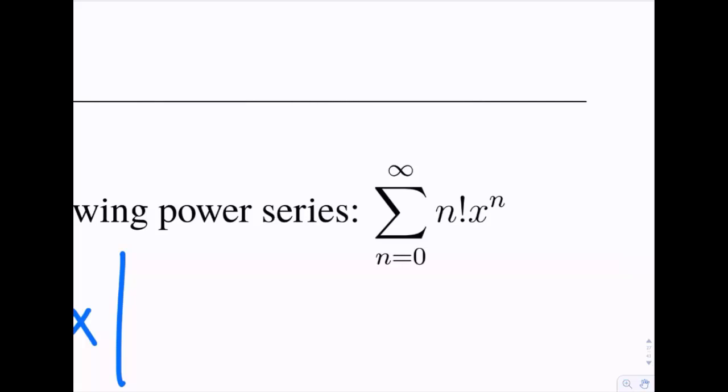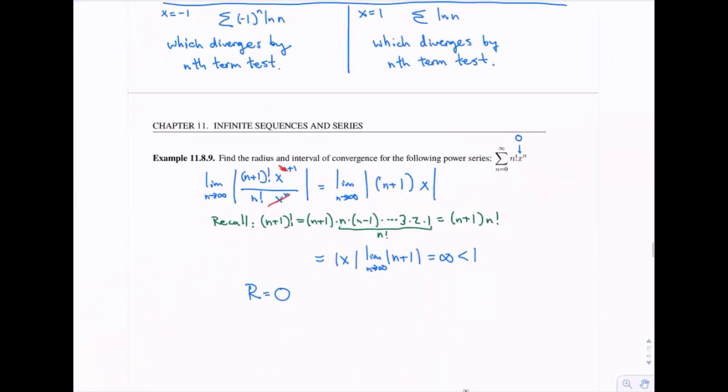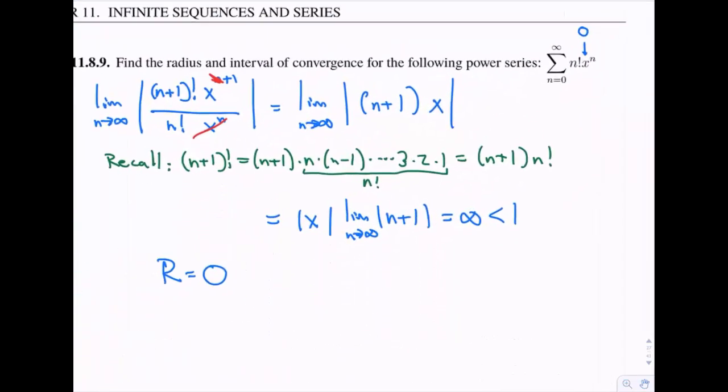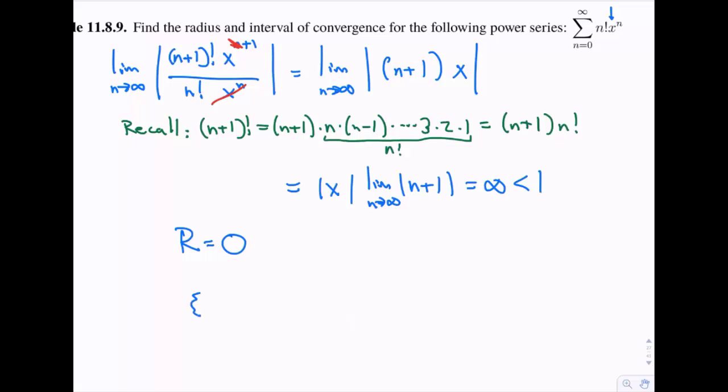So the only point where this actually converges is when x equals 0, because then it would just be adding a bunch of zeros. Otherwise, this n factorial makes this way too large, as it turns out. So when x equals 0, it works. Otherwise, it doesn't. So the interval of convergence is actually just a single point. So we use these braces, 0. So if x equals 0, it converges. Otherwise, no hope.